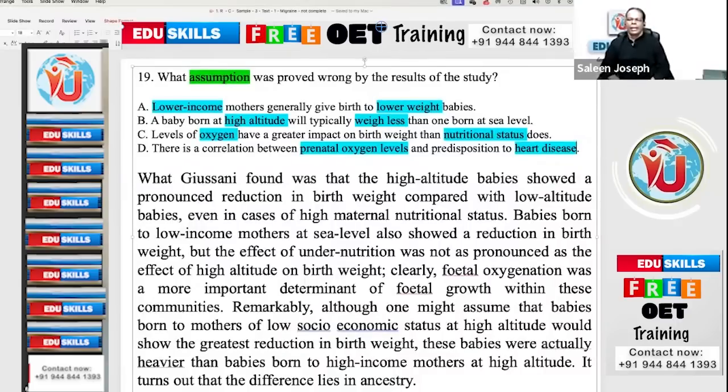Okay. Now, any word that needs to be highlighted? Contrast word. Further, which one? In the fifth sentence: but the effect of undernutrition. 1, 2, 3, 4, 5. Yes, but. There is also further, although, also. Remarkably is also there. Remarkably means although. When your teacher teaches, this is very, very important. Mark it. Remarkably. They are highlighting and saying remarkably.